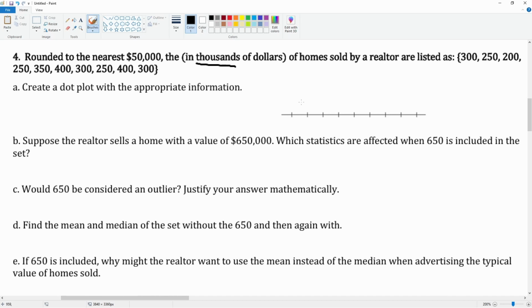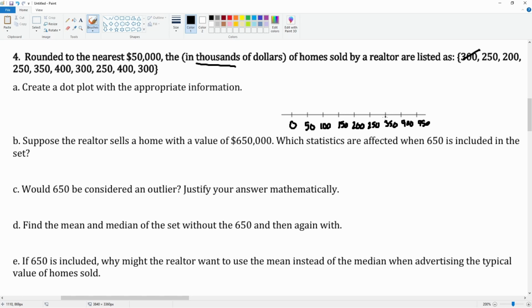Okay. Create a dot plot. So let's see. We could start this at 0. Let's see, 50, 100, 150, 200, 250, 350, 400, 450. Oh, that works. Perfect. All right, let's do the first one, 300.